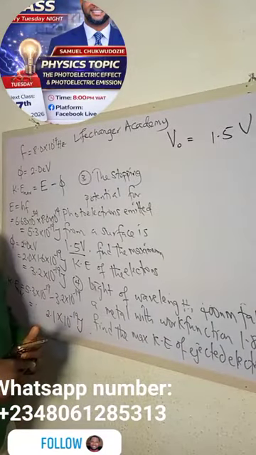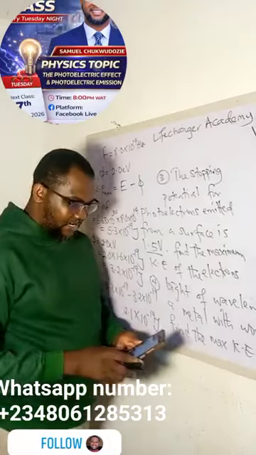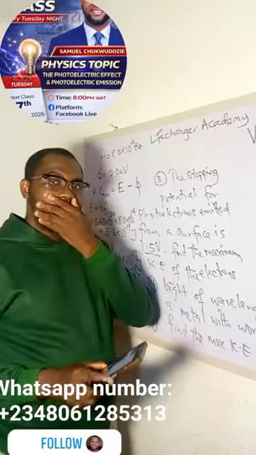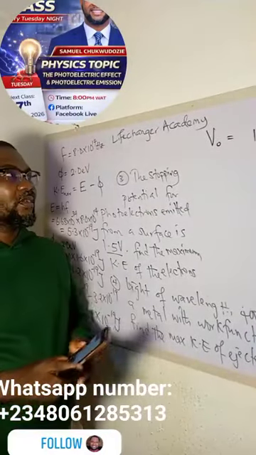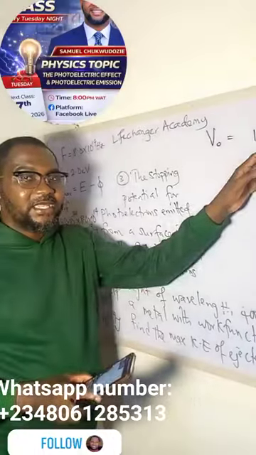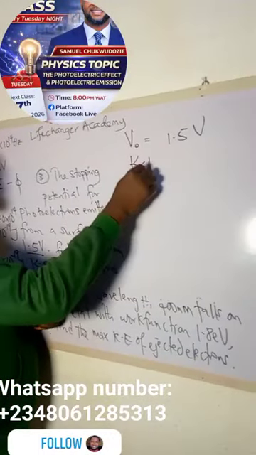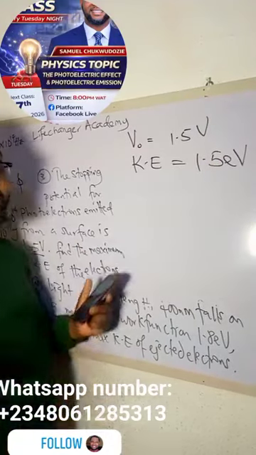That's what we are given. And we are asked to find the kinetic energy of electrons. Now, this is especially for those of you writing JAMB and also WAEC in your objective questions. Please note this. With this, I can simply say that the kinetic energy of electrons is equal to 1.5 electron volts, and I'm done.